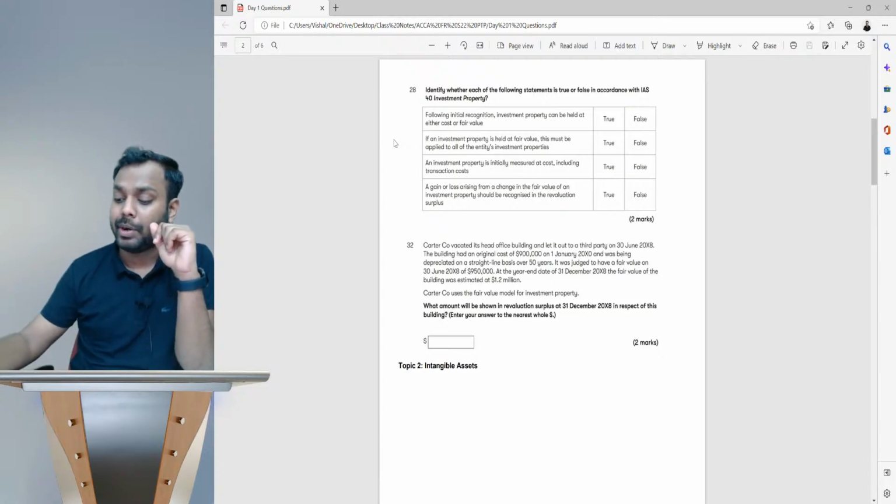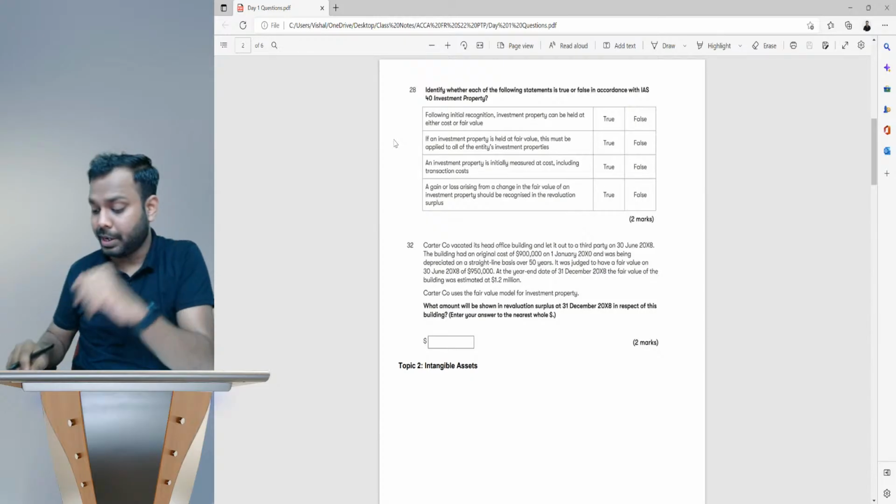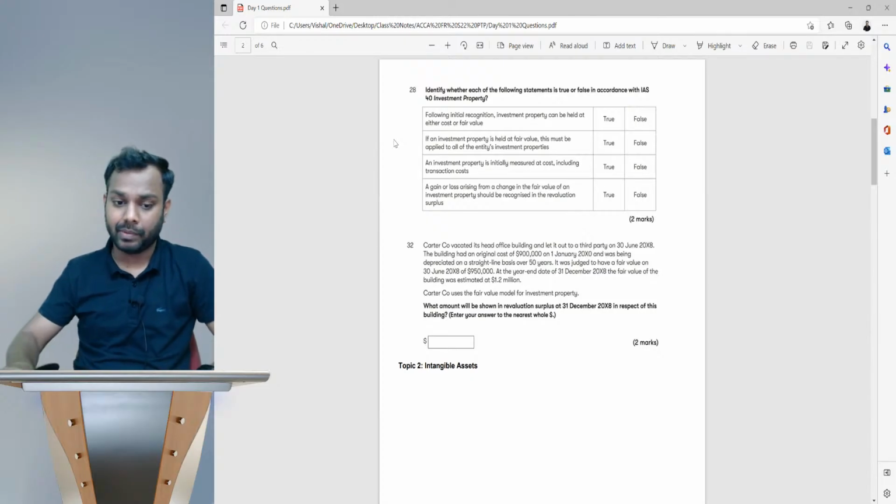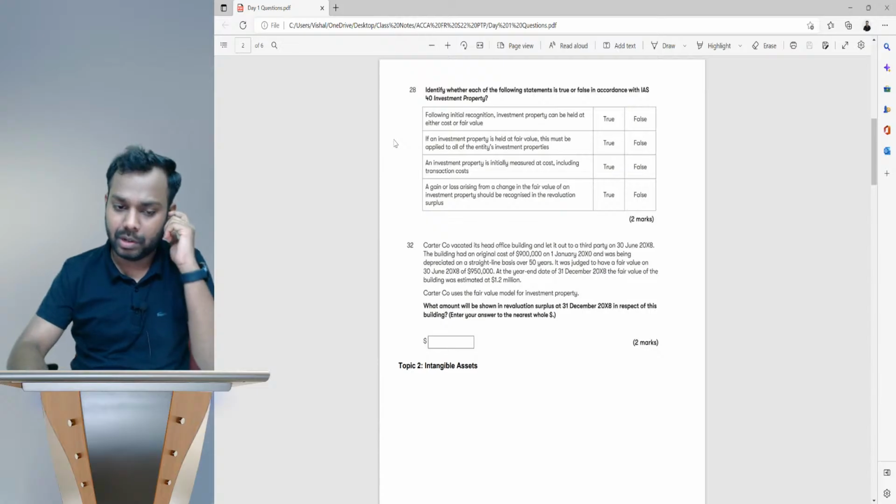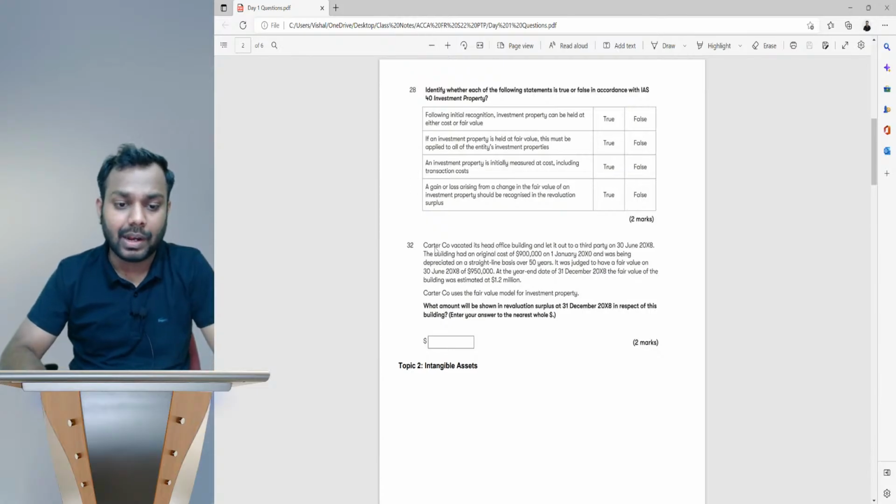Okay, coming on to question number 32. This is for a transfer case. This is a question on transfers. Carter company vacated the head office building and let it out to a third party on 30th June 20x8. The building had an original cost of 900,000 on 1st January 20x0.